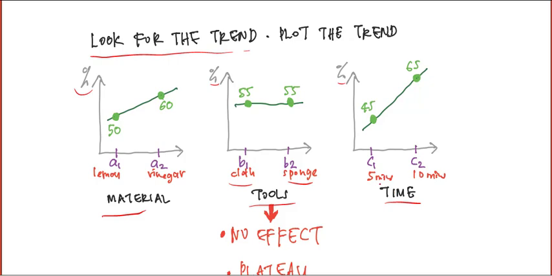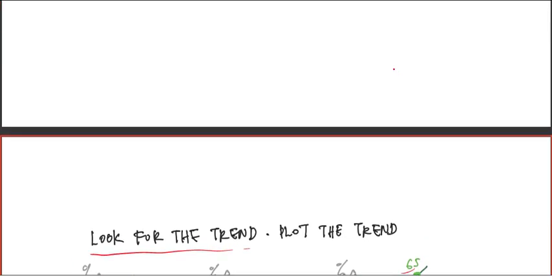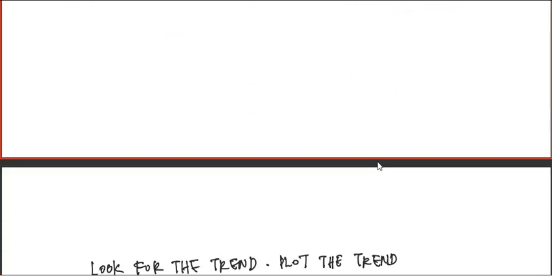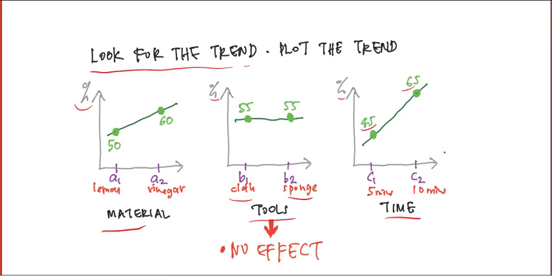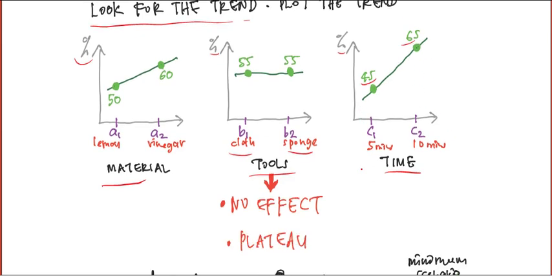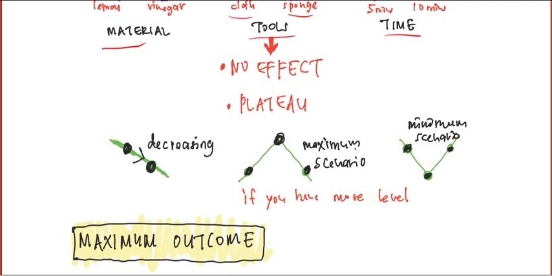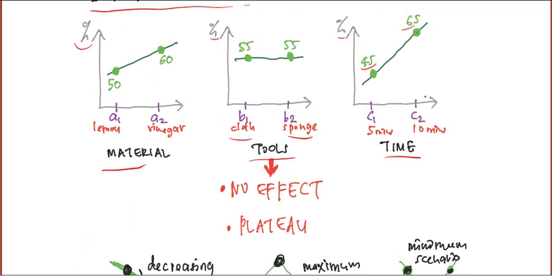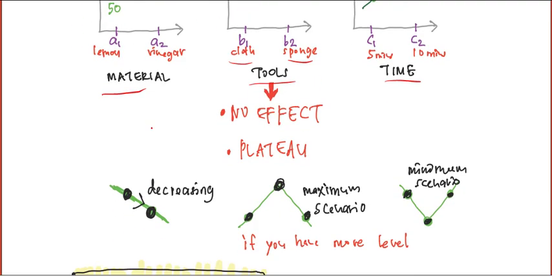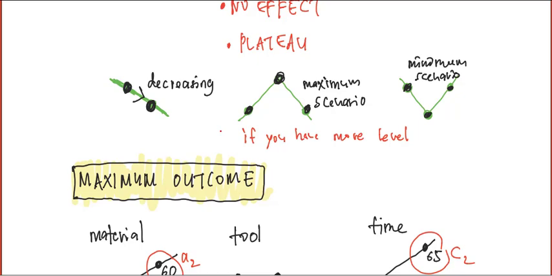The third parameter is about the time, again 5 minutes and 10 minutes, two levels of this parameter. The average values are 45 and 65. If you remember, 45, 65, then it is increasing. So 10 minute cleaning is better than 5 minute cleaning, actually. We have this kind of graph for the trend, increasing, decreasing, or plateau, when we have just two levels. When we have more than two levels, we may have a maximum or minimum scenario.